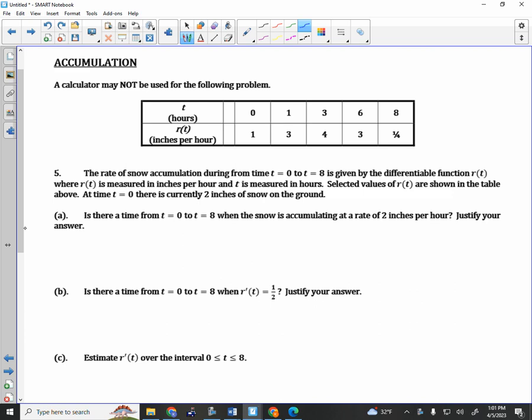Have we seen tables with values before during the year? But without a doubt, the questions seem to strike people as a little more challenging, so we want to prepare for this. This is setting us up for a type of AP practice that we're going to do later on. So it says that this is the number of hours that have gone by, and then these are the rates at which the snow is falling.